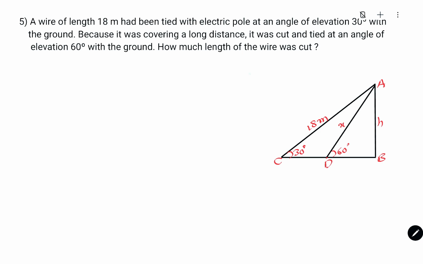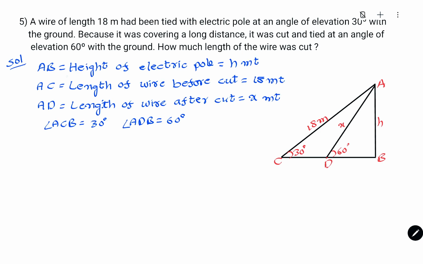Now write the given data. Here AB is equal to the height of the electric pole, H meters, and AC is equal to the length of wire before cut, 18 meters. AD, the length of wire after cut, is X meters. Now angle ACB is equal to 30 degrees. Angle ADB is equal to 60 degrees.